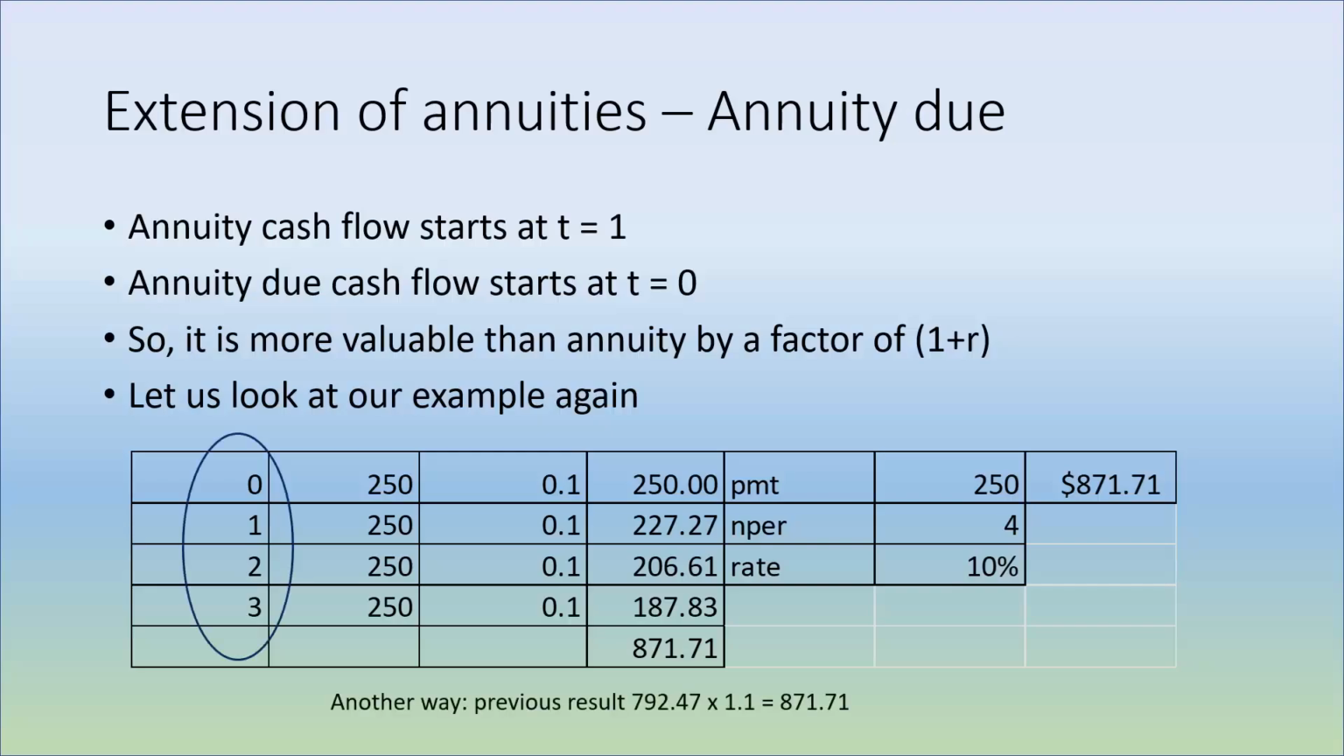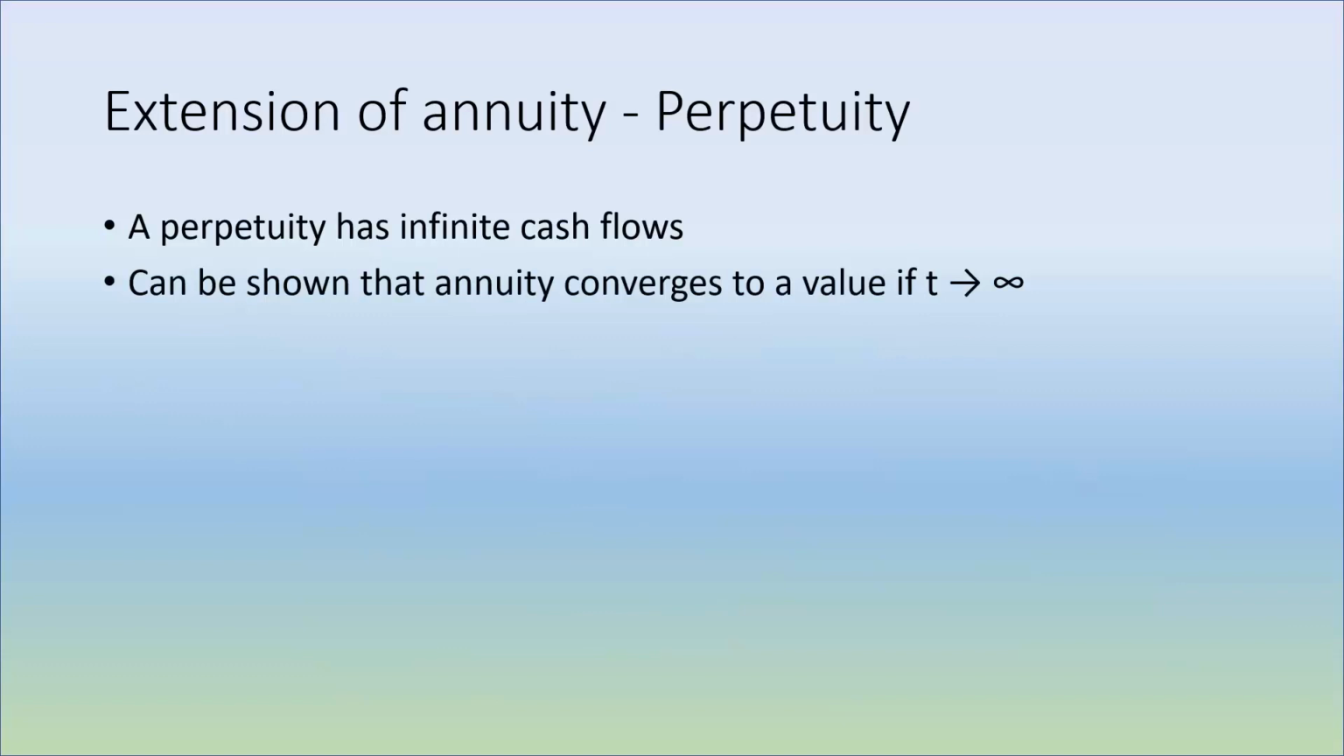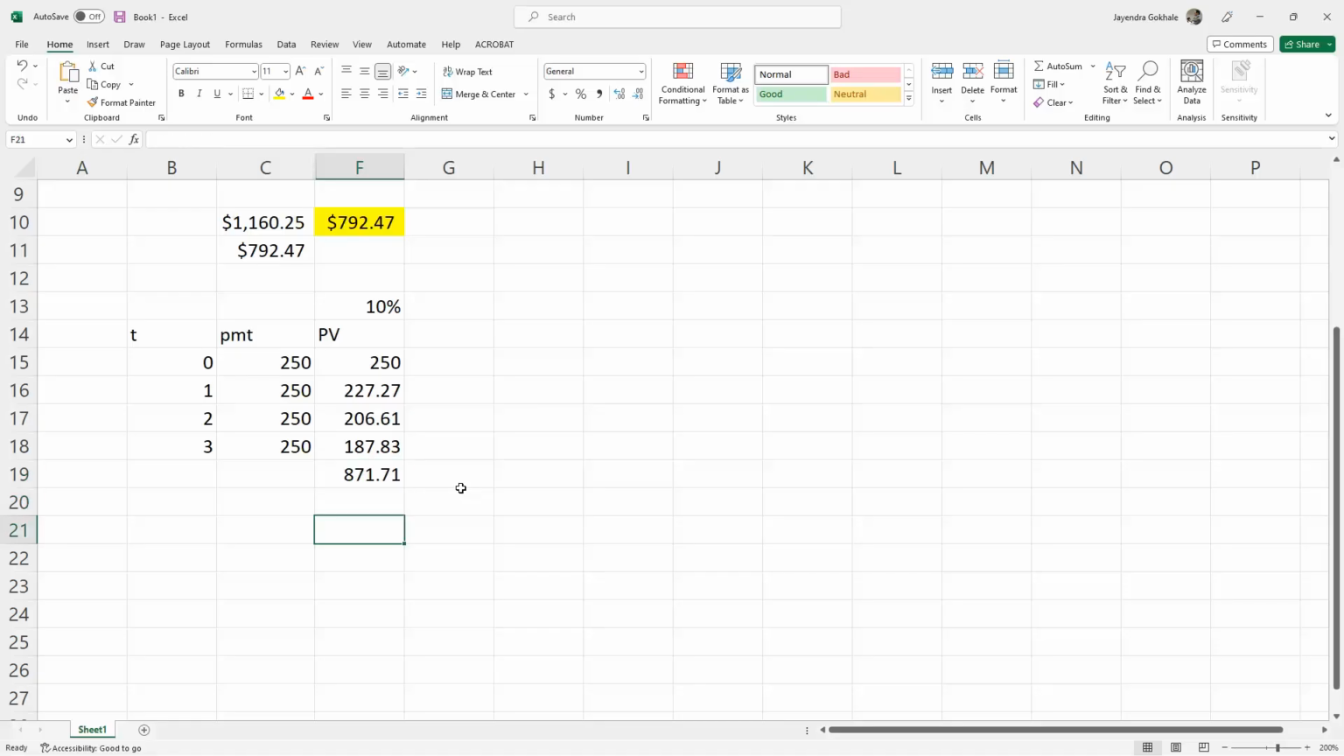Okay, moving on. The second application of annuity is perpetuity. Perpetuity has infinite cash flows, and it can be shown that the present value converges. As the cash flows become further and further out, they become meaningless to us today. For example, the 1,000th cash flow. What is the present value of the 1,000th cash flow?